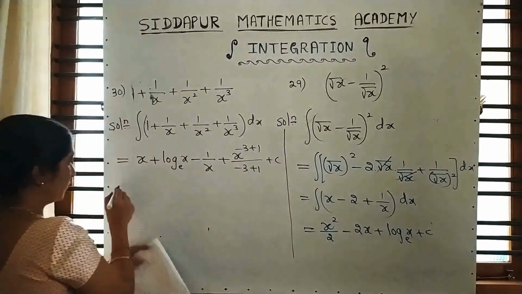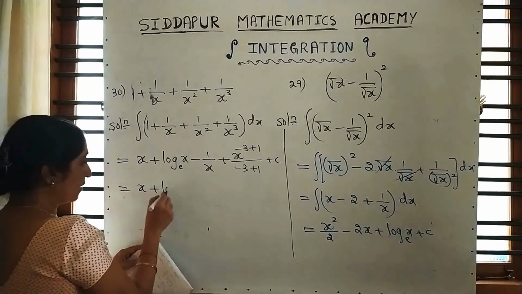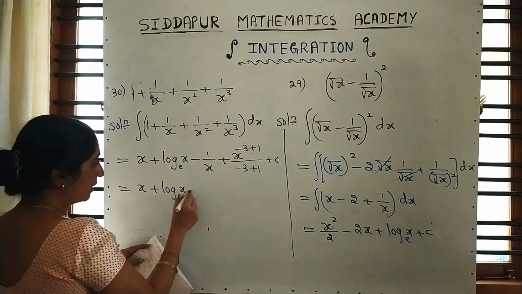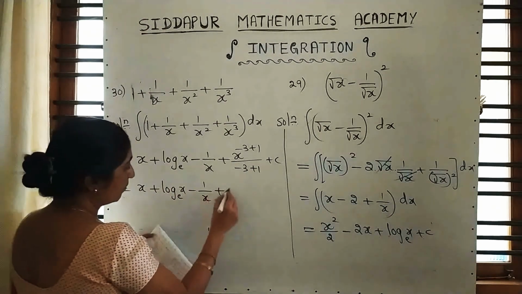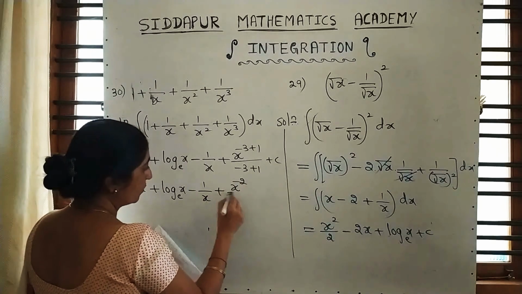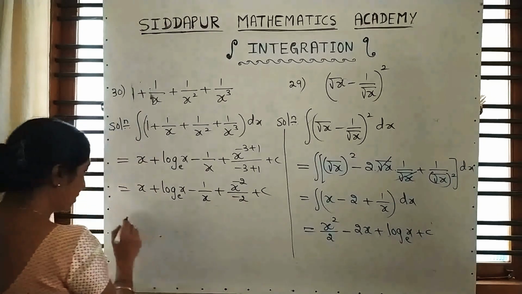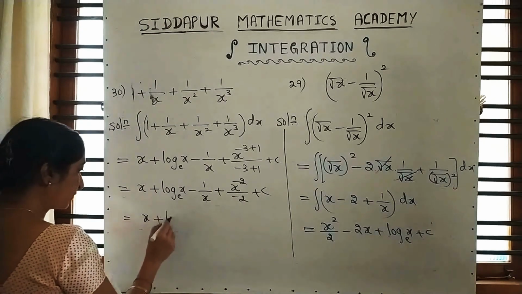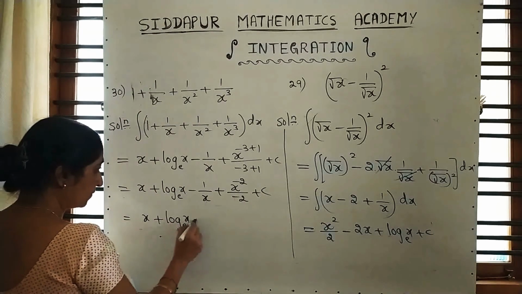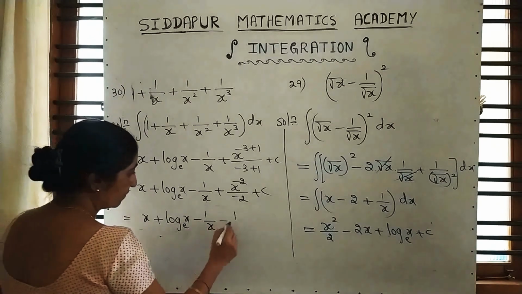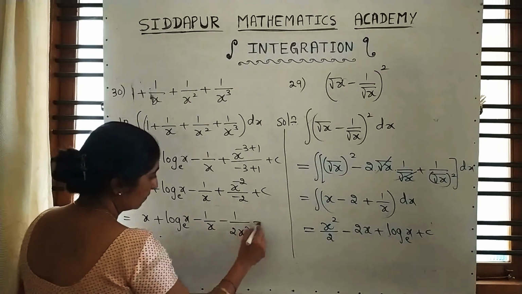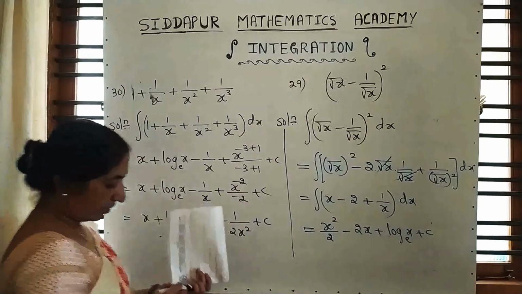Like this. It is x plus log x to the base e minus 1 by x plus x raised to minus 2 upon minus 2 plus c. This plus into minus changes to minus. So this is the answer.